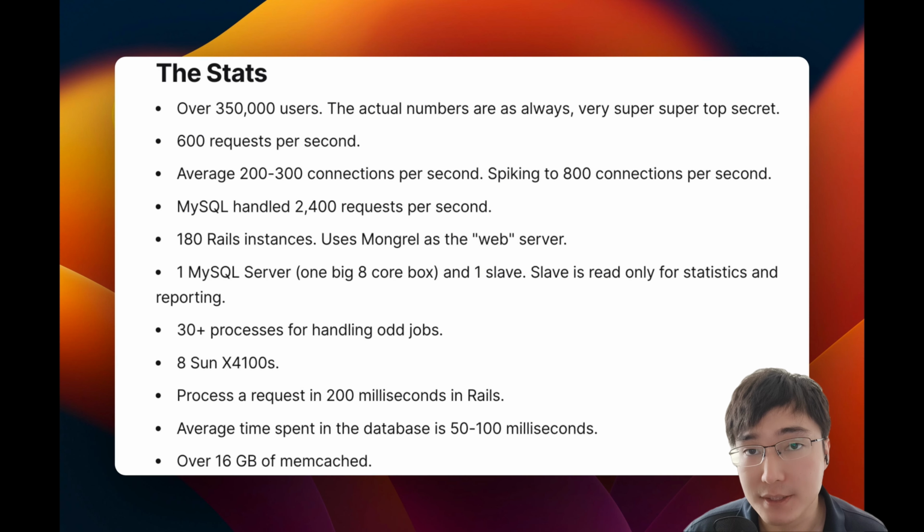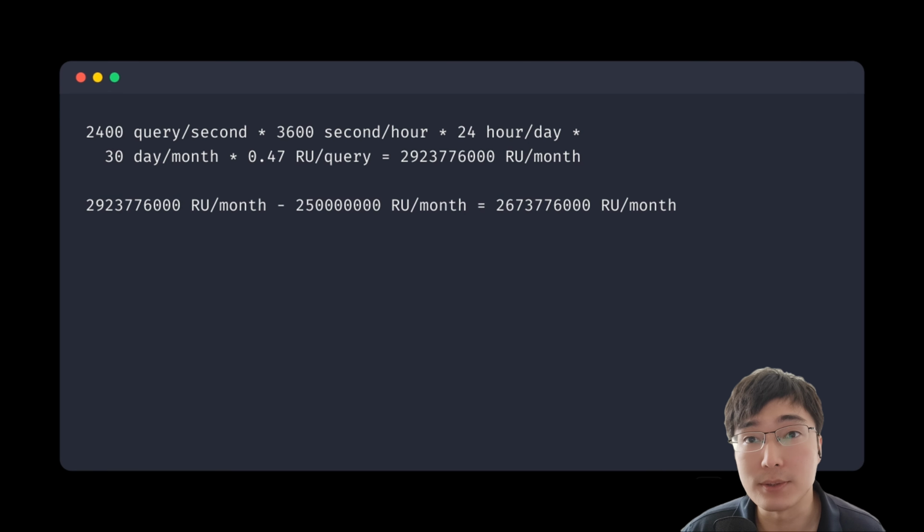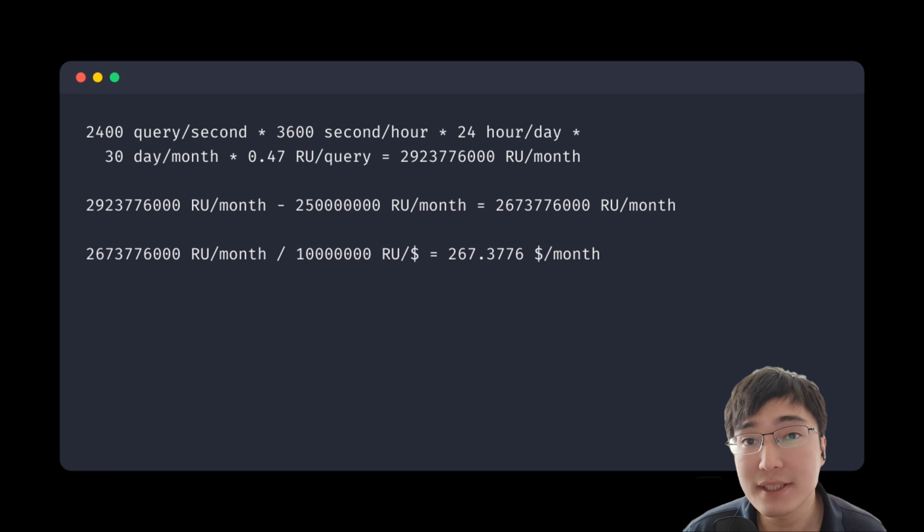Now imagine another situation. If you own Twitter in 2009 with 350,000 users, there would be 2,400 requests per second, 2 months ago. And I will also put the link of the data source in the description. After the calculation, you will pay $267 a month for it. Offering services to 350,000 users, I think $267 a month is pretty affordable, right?